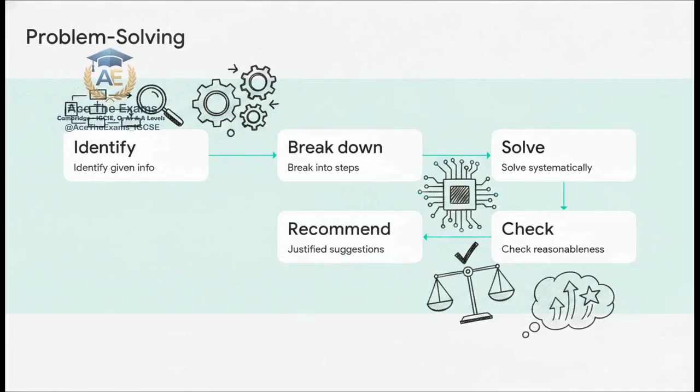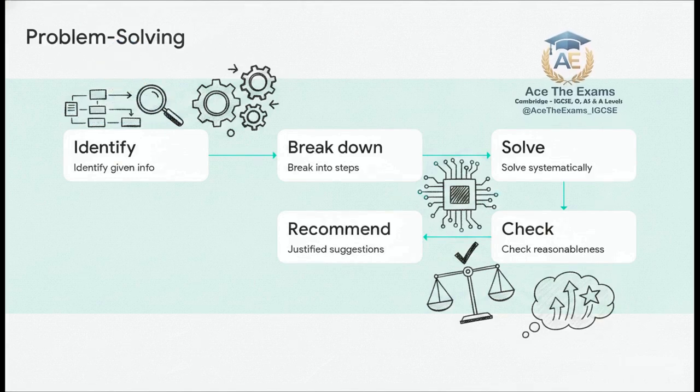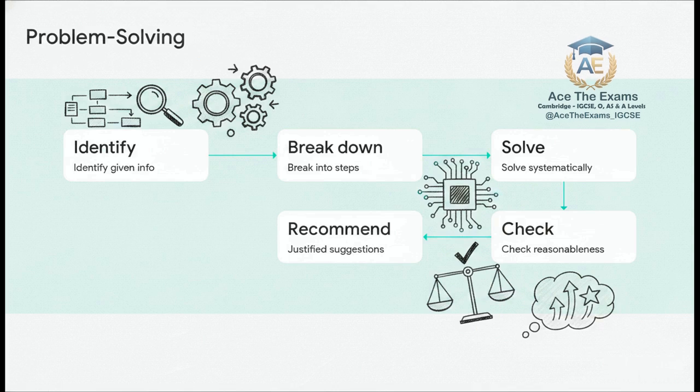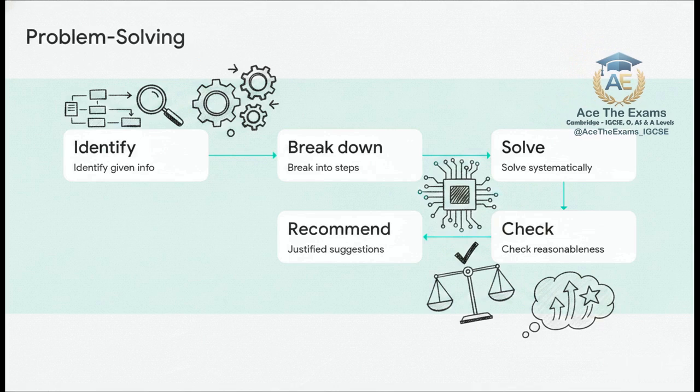Challenge number 2 in our workshop, find the flaw. When reviewing sample paragraphs, students constantly lose marks because they jump straight to step 3 without doing step 1 and 2. This deconstruct, solve, evaluate pathway is your absolute blueprint for tackling complex problem solving. Start at step 1, identify the given information. Break it into logical steps.